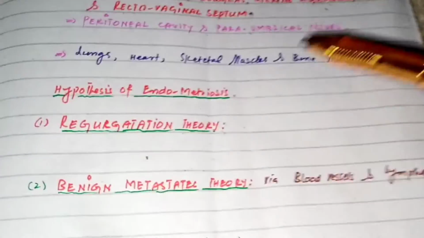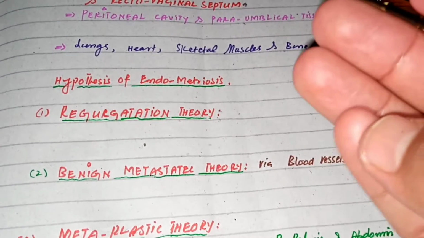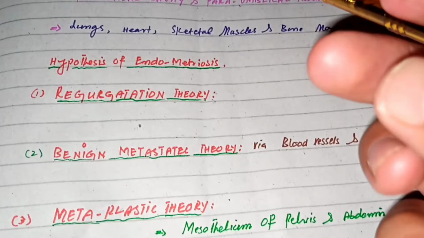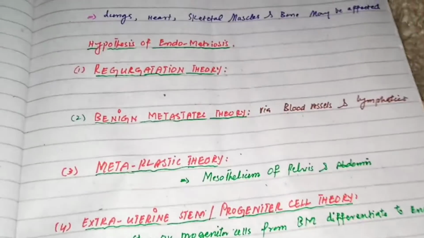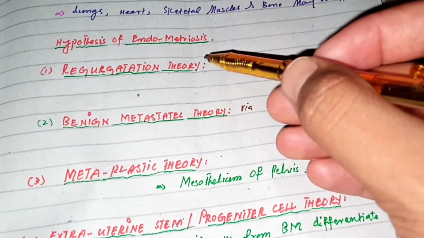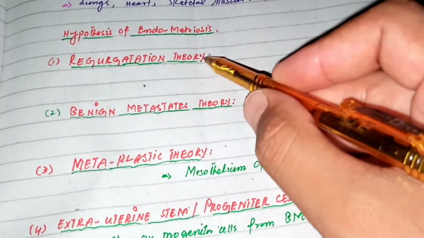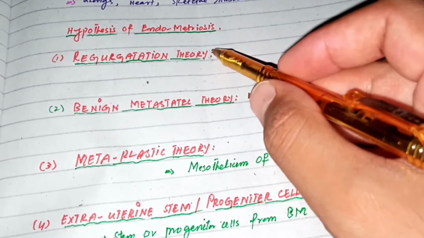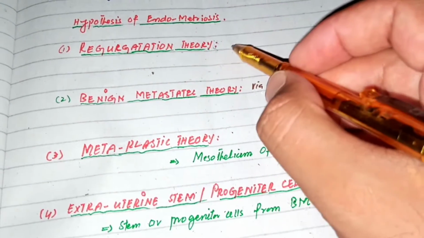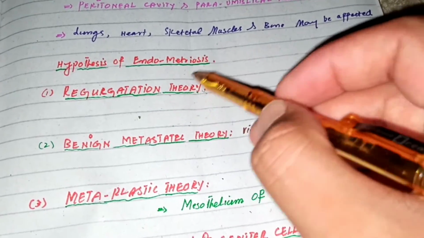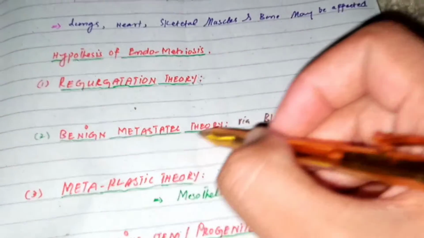So, how does endometriosis develop? There are four theories: the regurgitation theory, the benign metastatic theory, the metaplastic theory, and the extrauterine stem or progenitor cell theory. These discuss how endometriosis develops. The regurgitation theory is the most common and most acceptable theory, and it states that the backflow of menstruation can cause endometriosis.